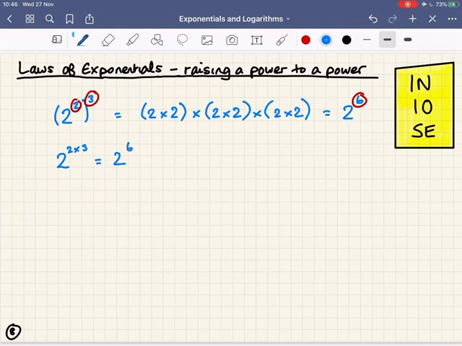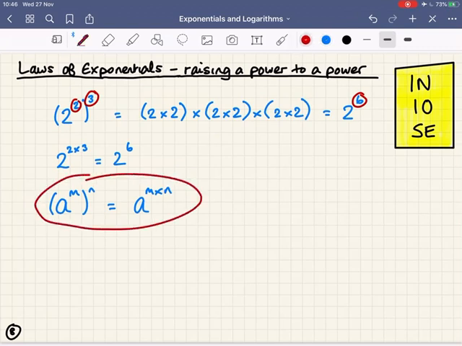As a general result then, a to the power of m raised to the power of n will always give me a to the power of m times n. Now, that's very useful. I could have 3 to the power of 6 to the power of 4. It's just going to be 3 to the power of 24.